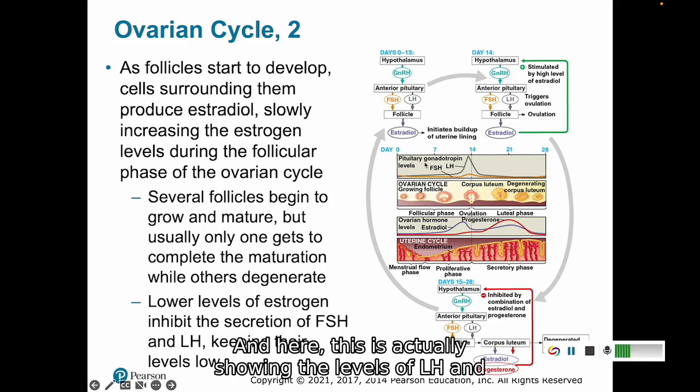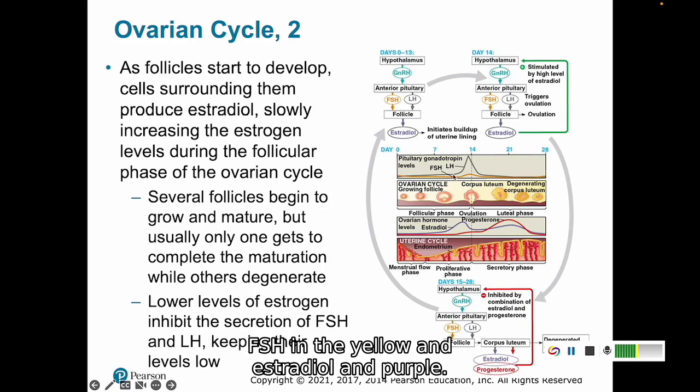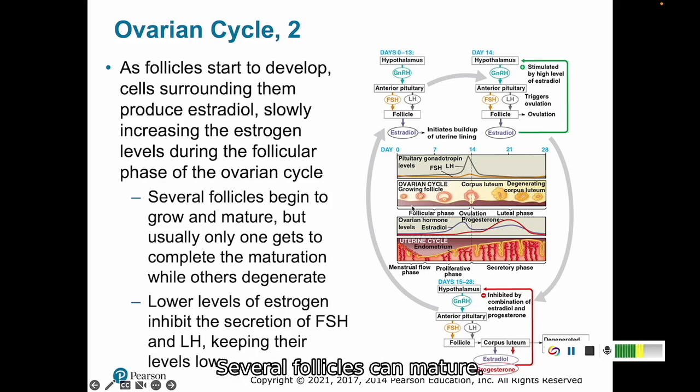And here, this is actually showing the levels of LH in the gray, FSH in the yellow, and estradiol in purple. So you can see that estradiol is starting to increase during the follicular phase. Okay, we talked about how several follicles can mature.